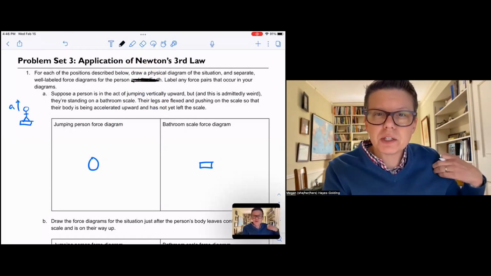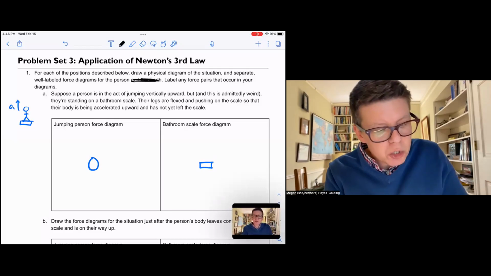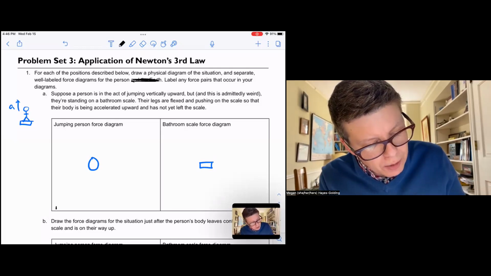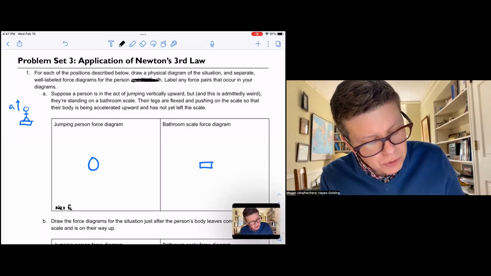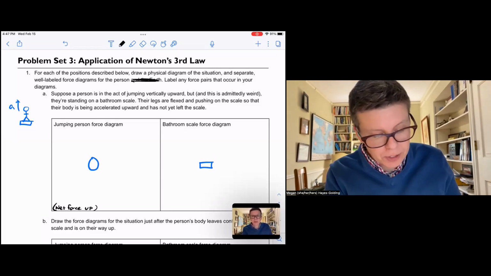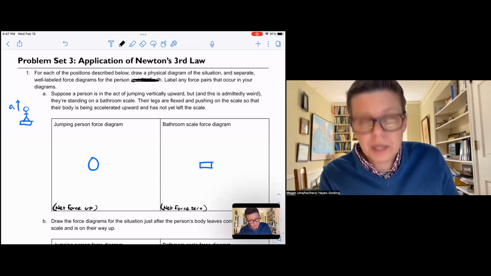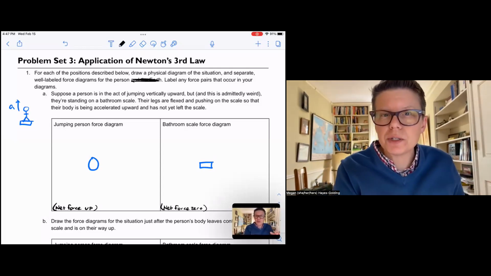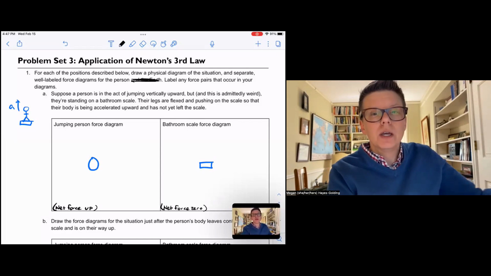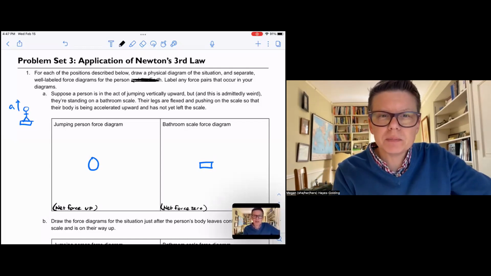Start with the forces acting on the person. I know the person is being accelerated upwards, so I need the net force to be up. The scale, on the other hand, is not being accelerated anywhere. And to be clear, I know those two things about net force based on what I know and can infer about the motion of the two objects I'm diagramming.